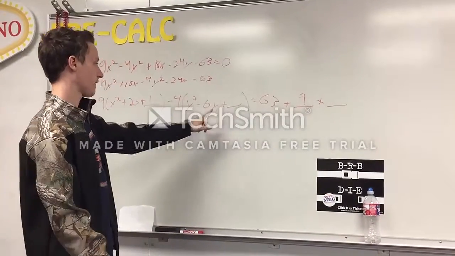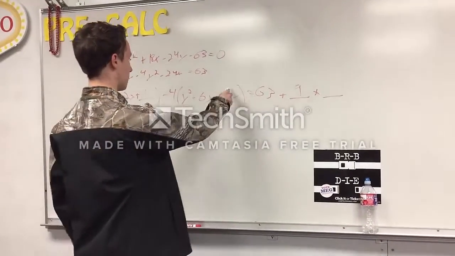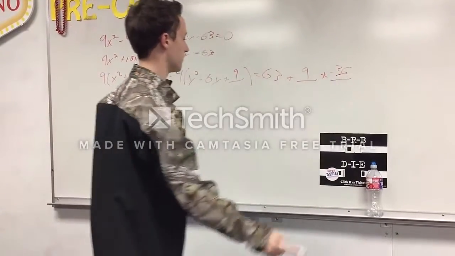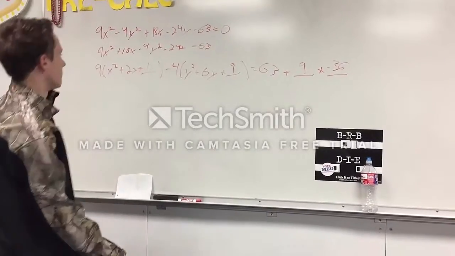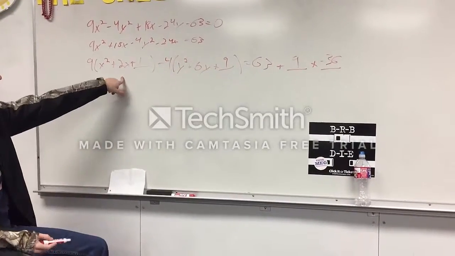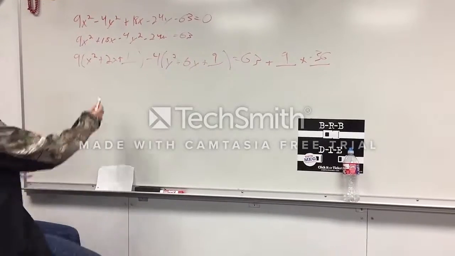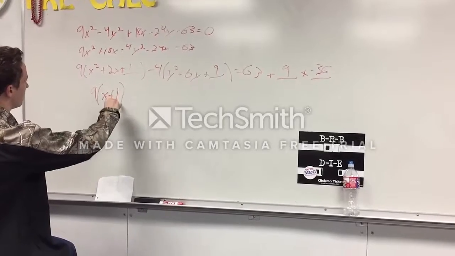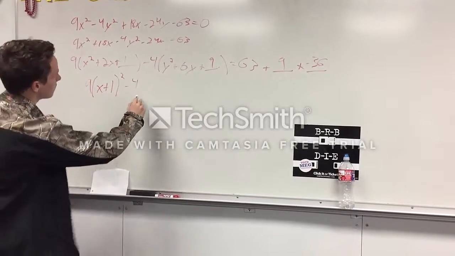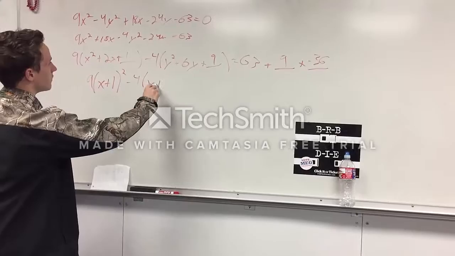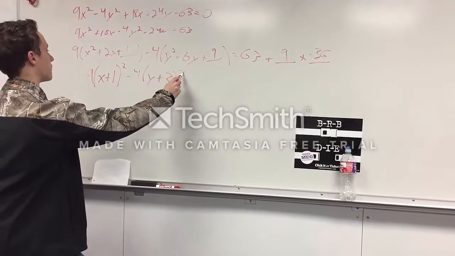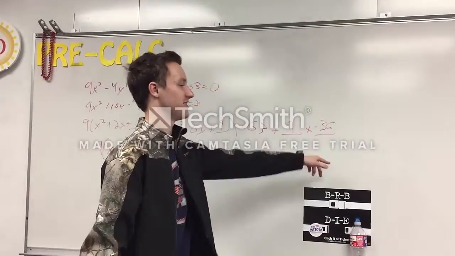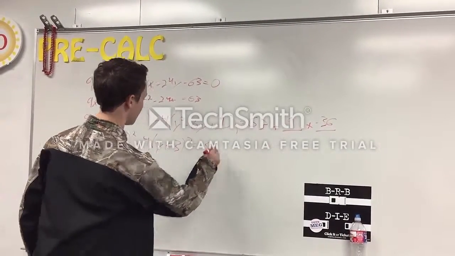Now for this one, 6 divided by 2 is 3, squared is 9. Multiply it by 4, and you get negative 36. And then these become perfect squares, so you can simplify them. You get 9 times (x plus 1) squared minus 4 times (y plus 3) squared equals. So when you add all of these up, you get 36.